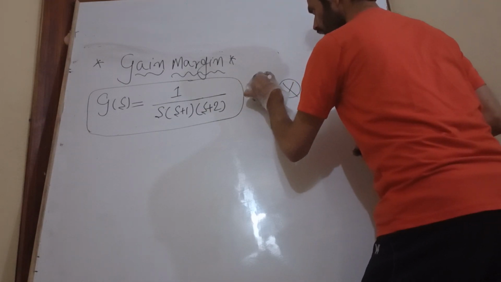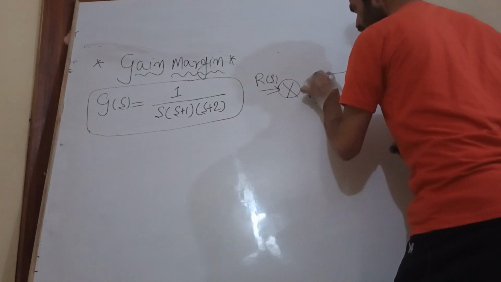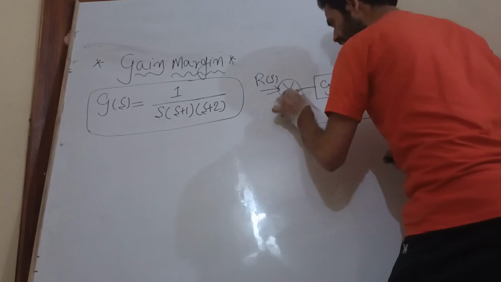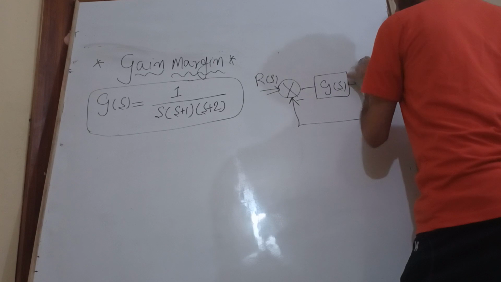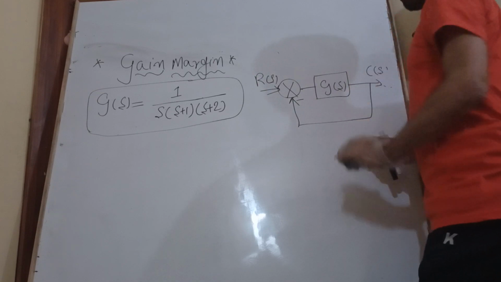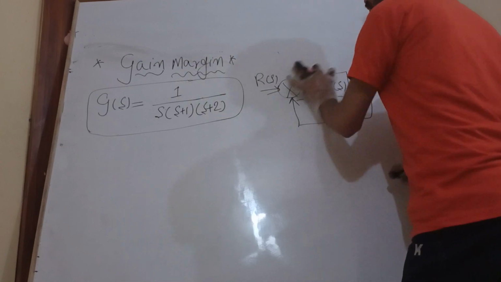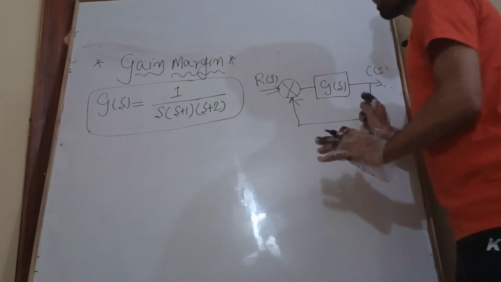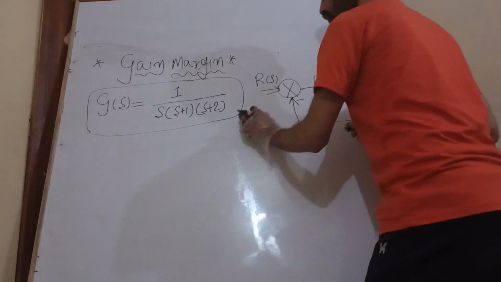So this is my input R(s), and this is my open loop system G(s). Now I am going to connect this through a unity feedback system to make this a closed loop system. Now how can I say that my closed loop system is marginally stable? For this, what should I do?